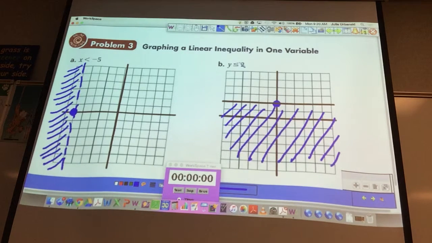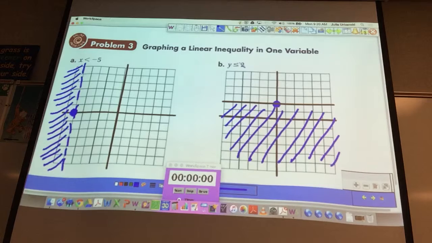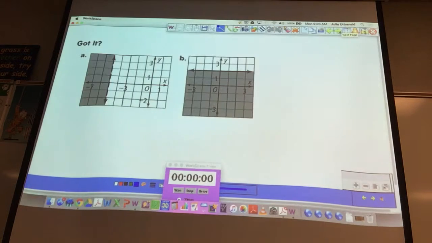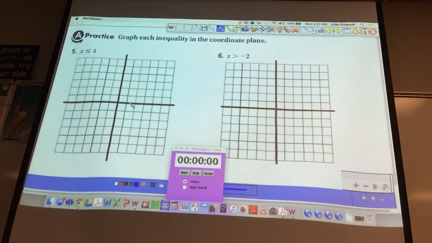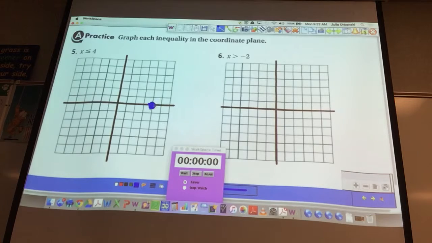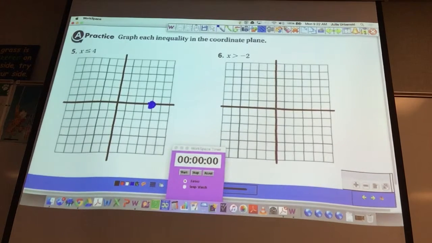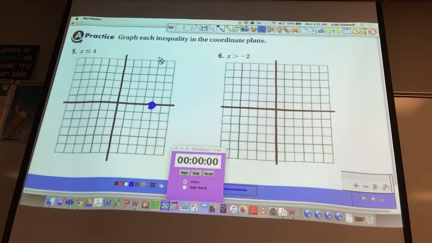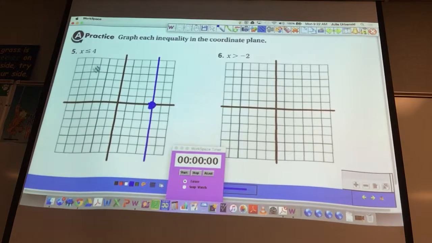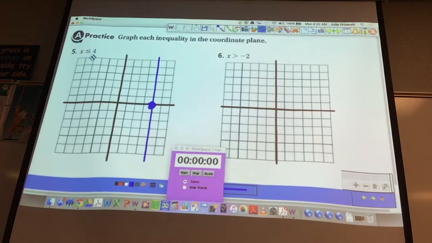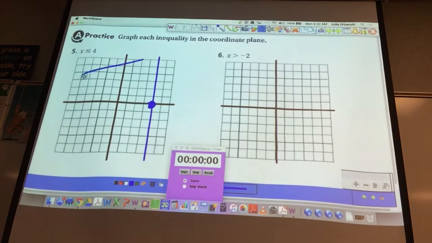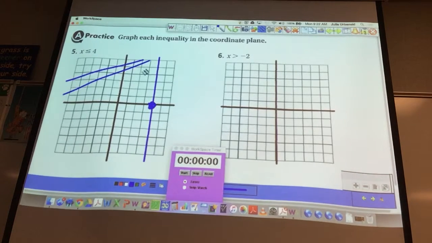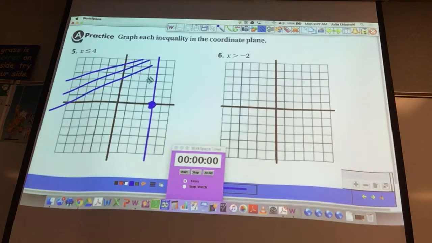I'm gonna give you 1 minute to do the last 2 problems. If X is 4, 1, 2, 3, 4. Is it solid or dotted? Solid. Good. And it's straight through the X. And then is it left or right? Left. Less than. All the numbers are smaller over here.